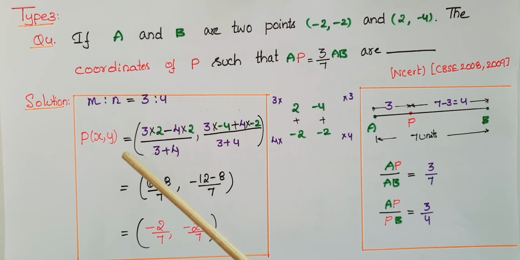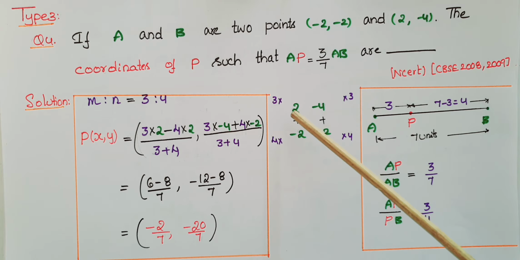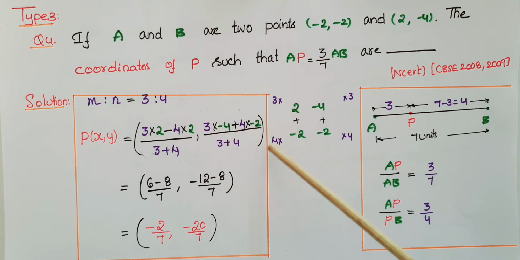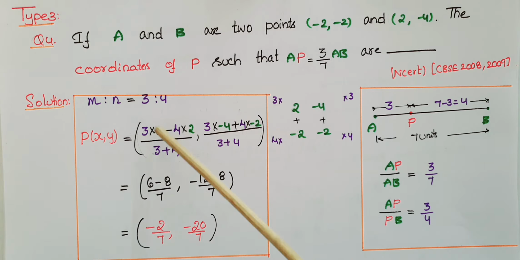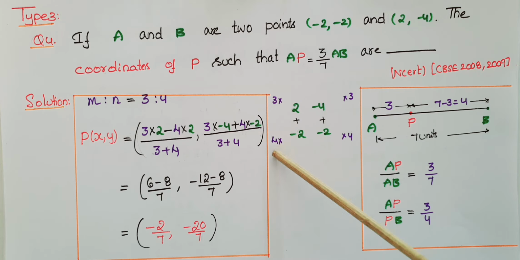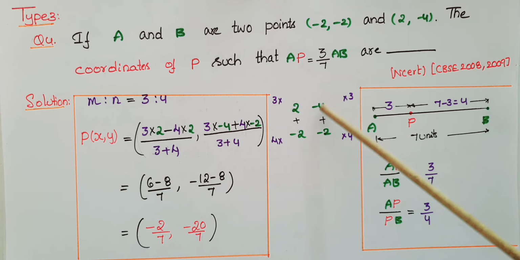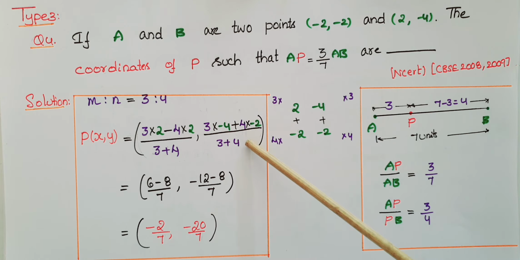So P(x, y) is equal to, now write the coordinates: x2, y2 is (2, -4), x1, y1 is (-2, -2), and this is the ratio 3:4. So (3 into 2 plus 4 into minus 2) by (3 plus 4), comma, (3 into minus 4 plus 4 into minus 2) by (3 plus 4). Now if you calculate this value, then you will get (minus 2 by 7, comma minus 20 by 7).